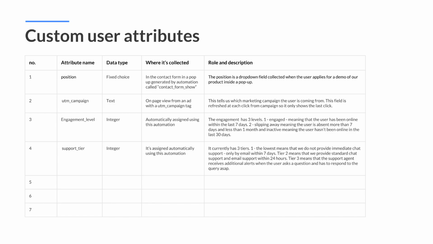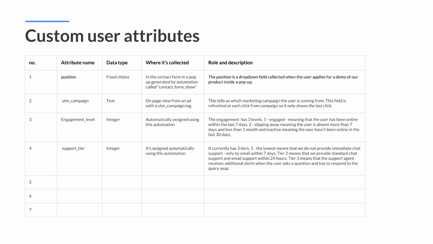Now let's list out all the custom user attributes that you're going to use. For each attribute, we're going to provide the data type, the source of this data, and the general role of this user attribute inside your operations. For example, the sales team might need to know what position the customer has inside his company. The marketing team might need UTM tags such as UTM campaign, UTM term, UTM medium, UTM source, or engagement levels, which will indicate how engaged the user is on the website. The support department might create custom attributes such as support tier, which will indicate the quality of support the user should receive.